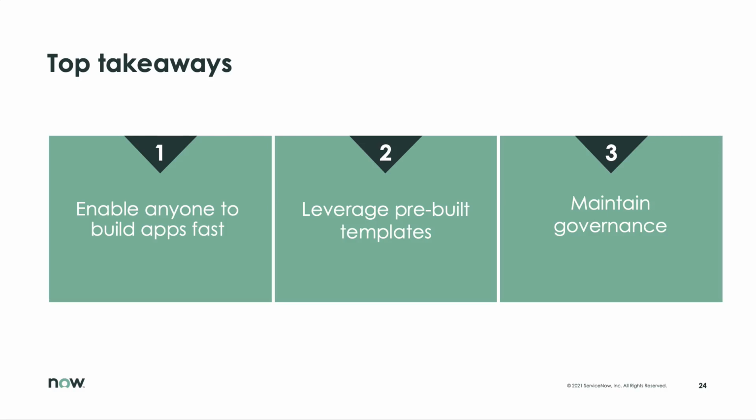All right. So hopefully everyone has had a chance to type in what their common application requests are. I'm really looking forward to seeing the results of that so I can help inform my roadmap for new app templates. I think with that, the top takeaways here for App Engine Studio is that, number one, it enables anyone to build apps fast. Number two, you can leverage the pre-built templates that you saw. And of course, number three, we can maintain that governance. And you'll be seeing continued innovations in each of these three areas as we go through our releases.